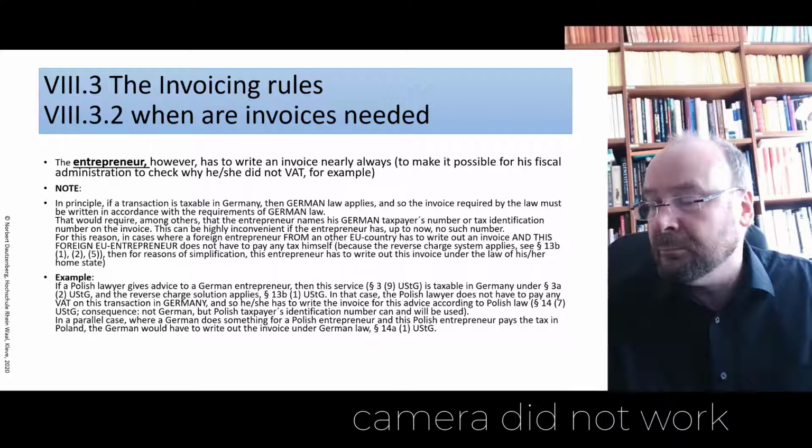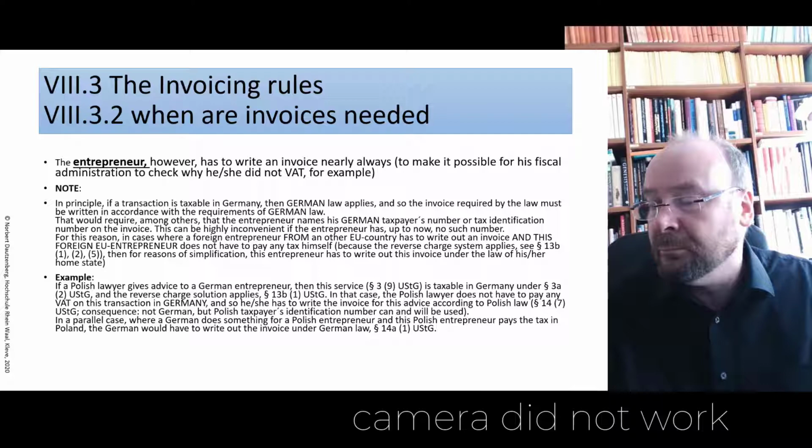That would backfire, or that would be entirely senseless if you were forced to apply for the foreign taxpayer's identification number. So some years ago, EU law said, okay, in cases where a foreign entrepreneur does something which is taxable in the inland of a state and the tax is paid by the customer, the foreign entrepreneur is allowed to write out the invoice under the rules of his or her home state.